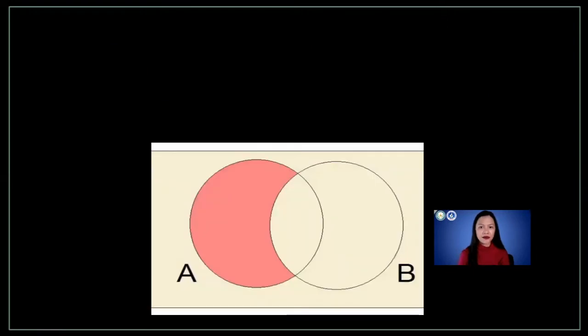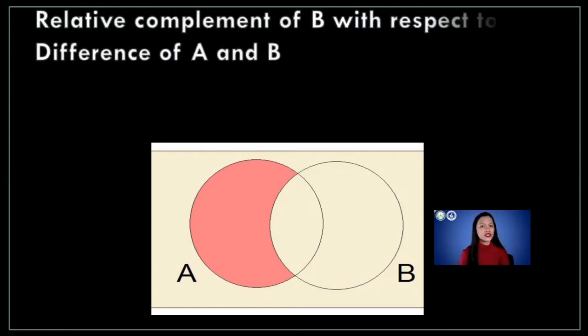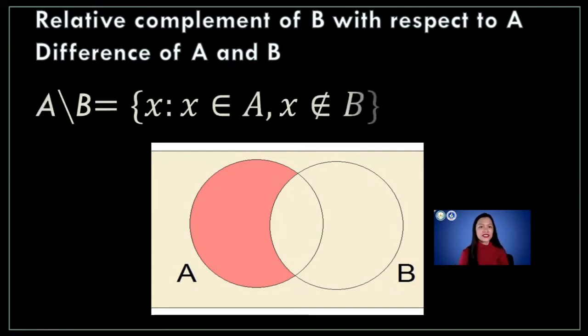What kind of operation is involved in this illustration? Let's find out. Oh, it's the relative complement of B with respect to A, otherwise known as the difference of A and B. We have some portions of the set A being shaded. So what does this shaded region, the region shaded with pink, represent? In symbols, this is the difference of A and B. It contains the element X such that X is in A, however, X is not in B.